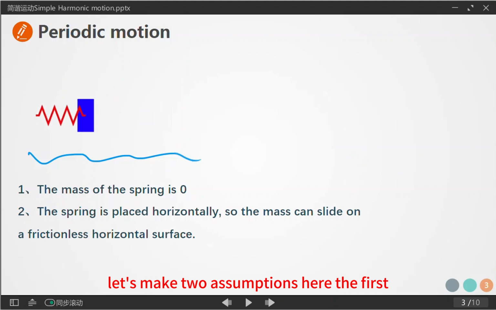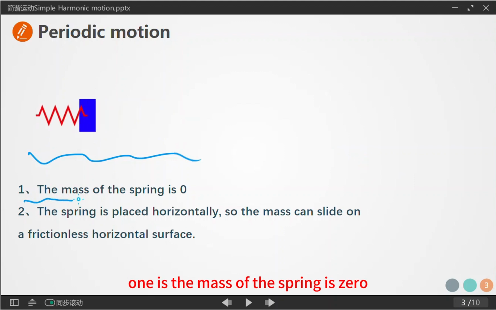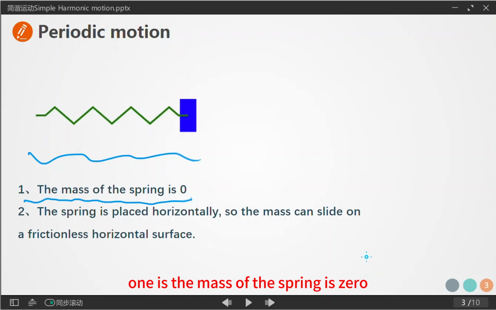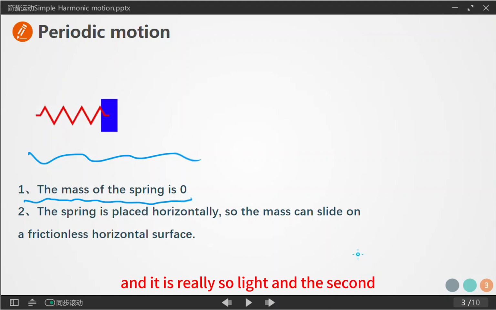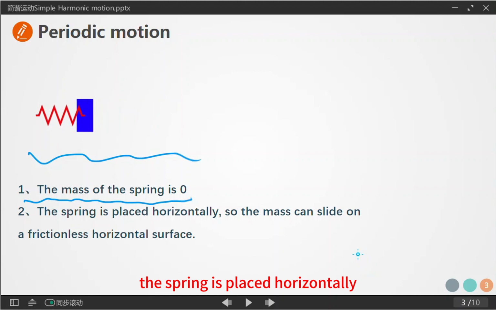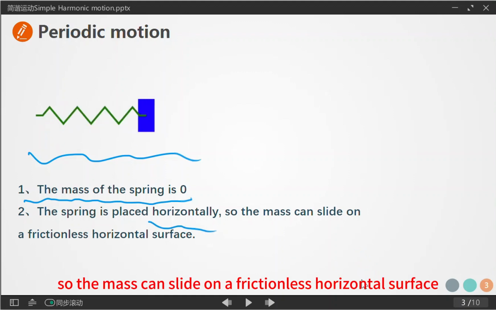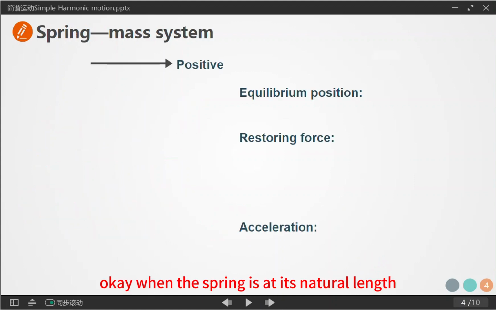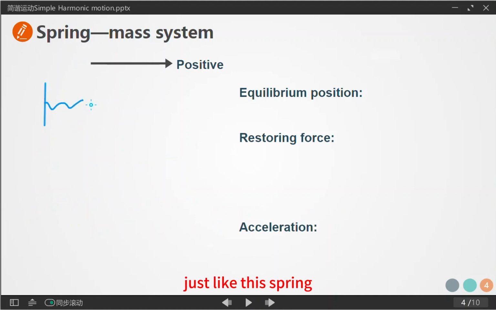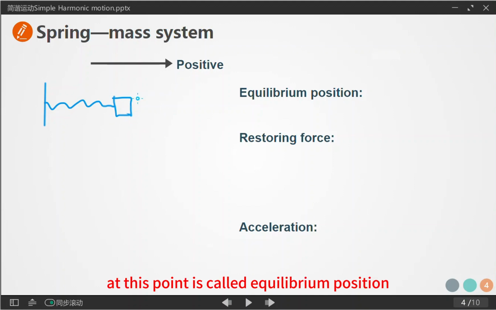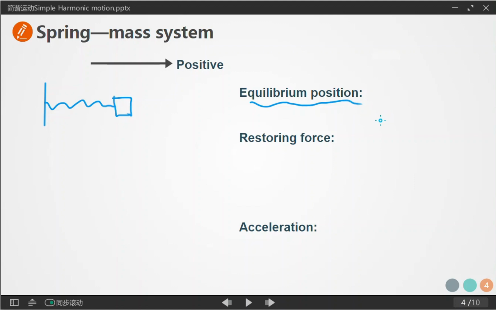Let's make two assumptions here. The first one is that the mass of the spring is zero, it is really so light. And the second, the spring is placed horizontally, so the mass can slide on a frictionless horizontal surface. Okay, when the spring is at its natural length, just like this spring, it exerts no force on the mass. The position of the mass at this point is called the equilibrium position.